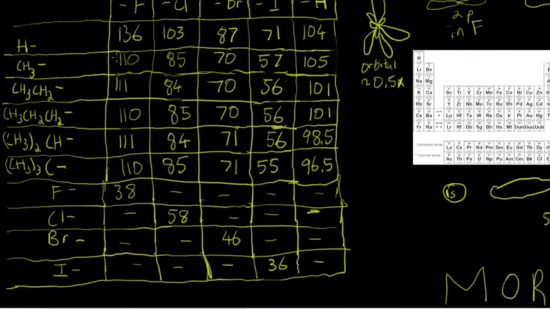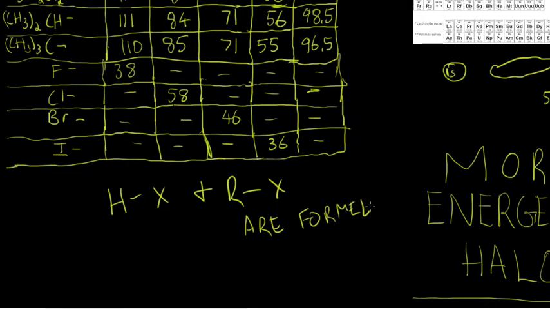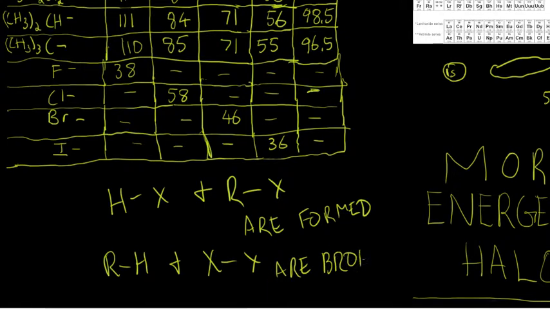But remember that this HX bond here and the RX bond are the bonds that are formed. So I'll just write: HX and RX are formed, and RH and XX are broken. When you react a given alkane with any of the halogens, this RH bond is going to be the same in all of the reactions.